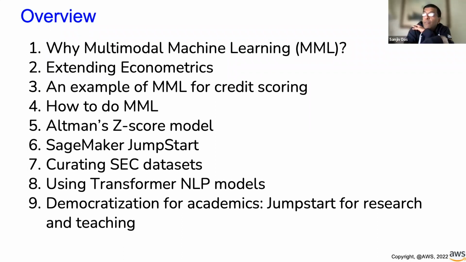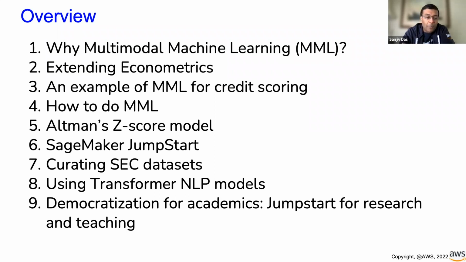Okay, so I'll try and motivate multimodal machine learning, and talk about how it extends econometrics. I'll do credit scoring as an example because that's a nice popular one and easy for people to follow. And then a little bit of the underlying plumbing. I'll go into that as well, like what's the code that actually runs all this underneath, so you know what's there and can compare it to any other things that you might be using.